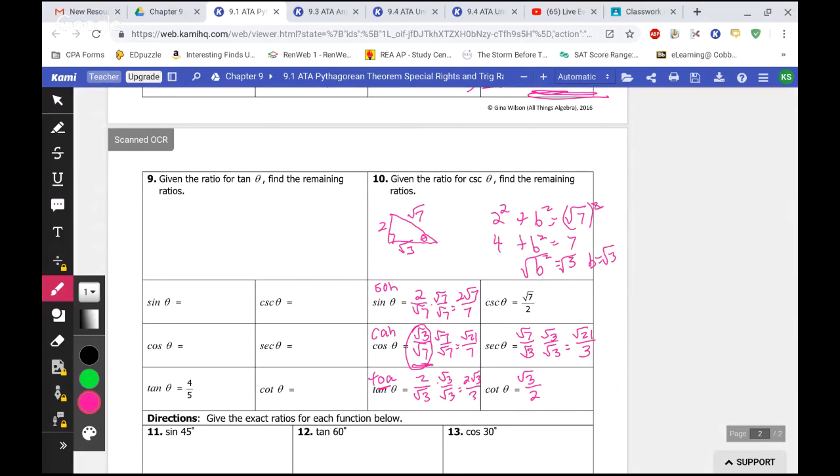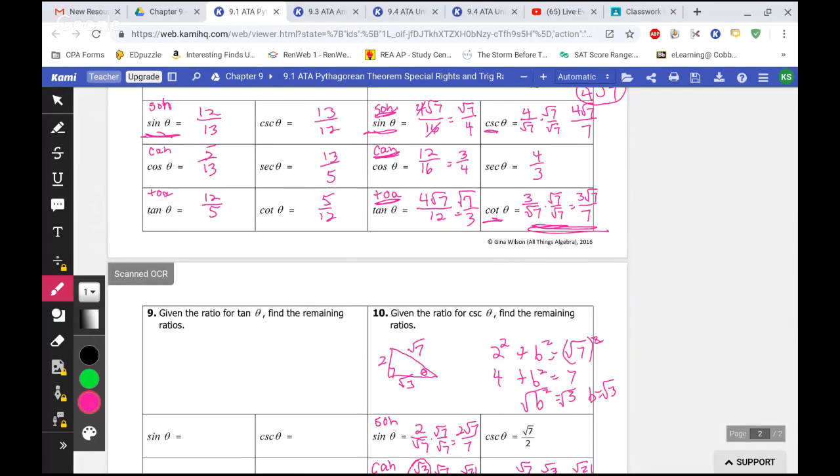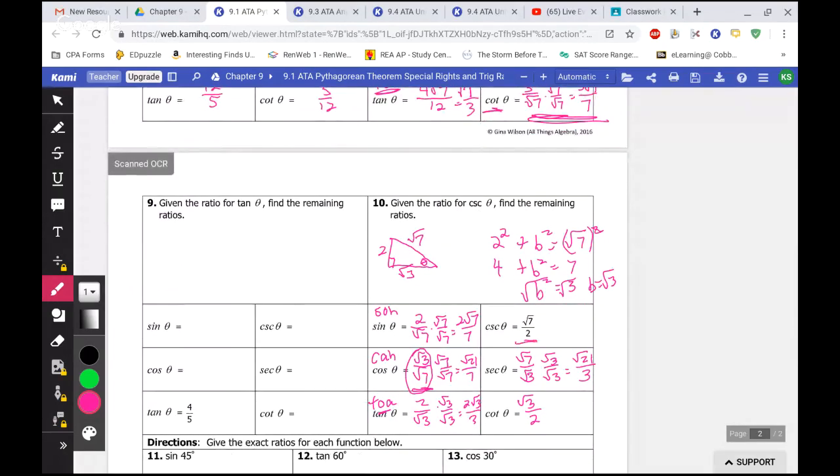Okay, so cosecant, go back over here. Cosecant is what? 1 over sine, or the reciprocal of sine. So my question is, see how this is root 7 over 2? If this is the reciprocal of that, then wouldn't you just flip this to be that?